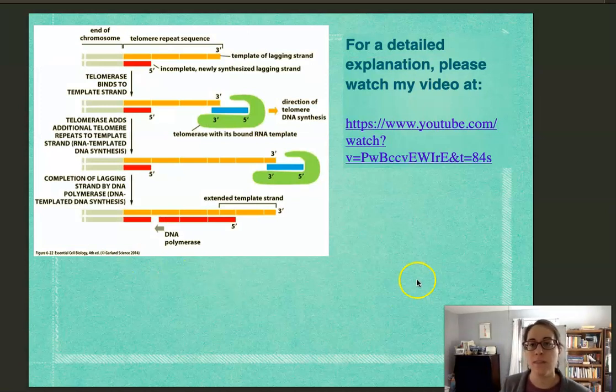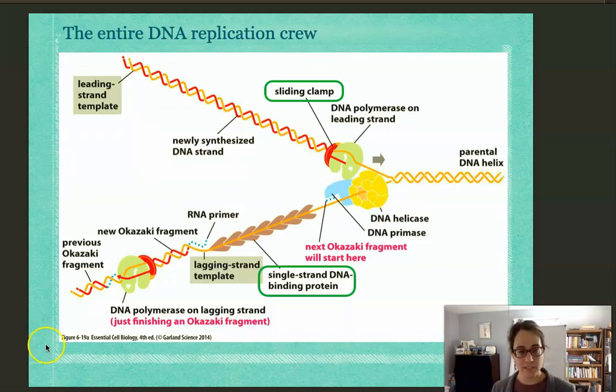And that's all shown here. So I do draw this out and diagram it in this YouTube video here, which you can watch. And then, so here we have the whole crew of DNA replication enzymes and proteins. You can see them all working together. We have the helicase, the proteins that initially opened up the origin of replication have already come and gone. We have these single-stranded DNA binding proteins, which stabilize the single-stranded DNA.